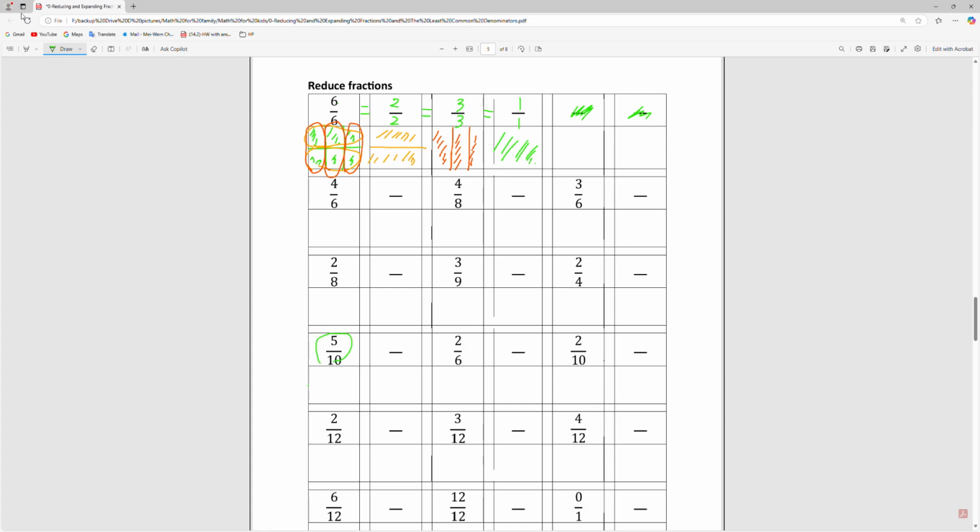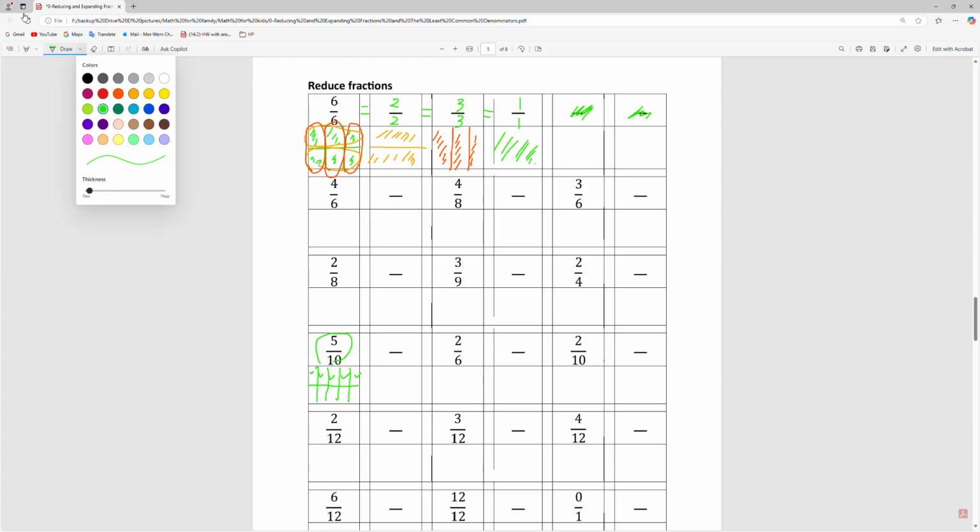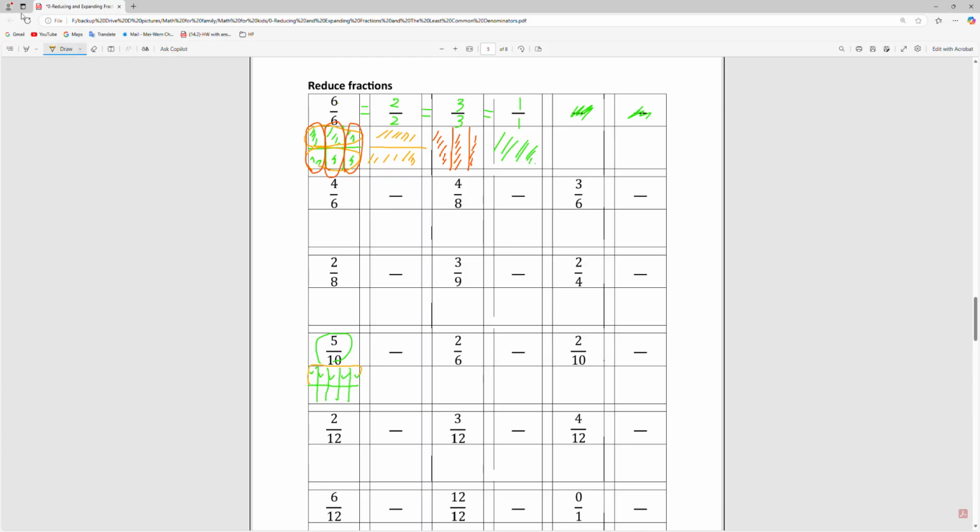5 over 10, because it's an even number, so you divide by 2, and then you want to separate into 5 pieces here. And you want to count 1, 2, 3, 4, 5. So 5 over 10 obviously is 1 over 2. Yes? It's 1 over 2. And if you divide by 5, it's equal. Okay?